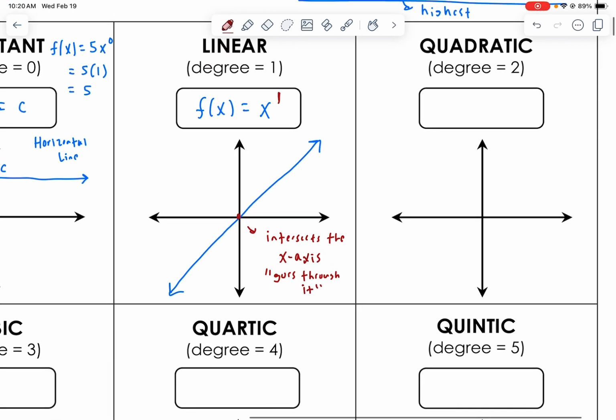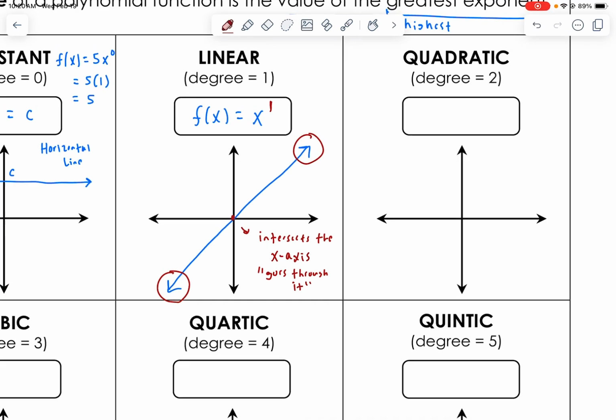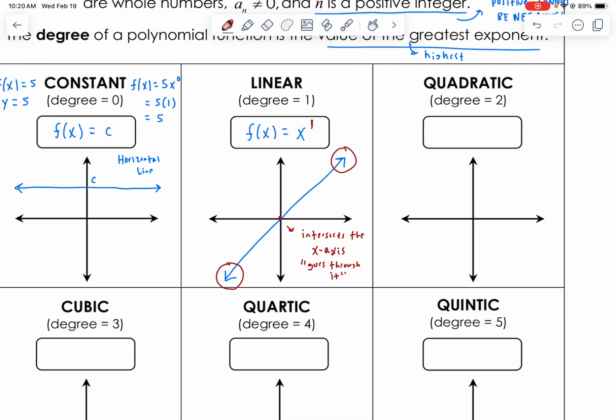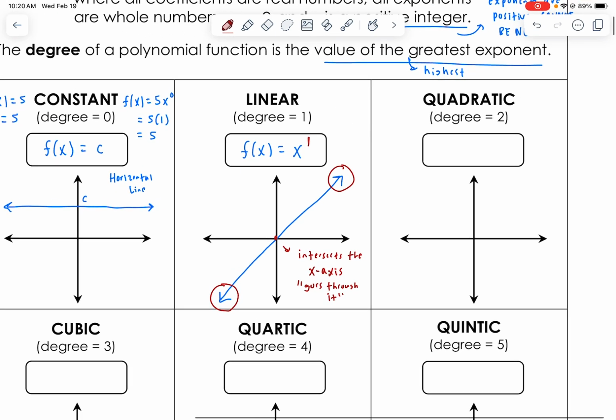Right. And one thing I want you to also be noticing is end behavior. Think about what happens as you go all the way to the left. Here we'll go down to the left. If you go all the way to the right, we'll go up and to the right. So I want you to be thinking about those ideas. Next one is the quadratic function. We've seen this before. Here, the general function is f of x equals x squared. The degree of this is 2 because our exponent is 2. And that looks something like this.